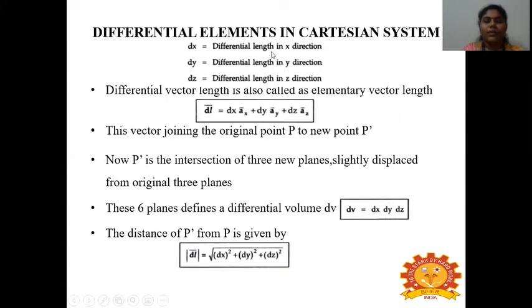So the differential length in the x direction is denoted as dx, the differential length in the y direction is denoted as dy, and the differential length in the z direction is given as dz. This differential vector length is also called an elementary vector length. It is defined as the vector dl equal to dx into ax vector plus dy into ay vector plus dz into az vector. This is obtained by subtracting P from P dash.